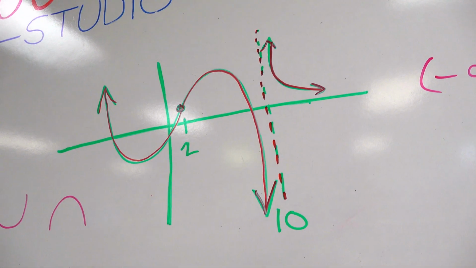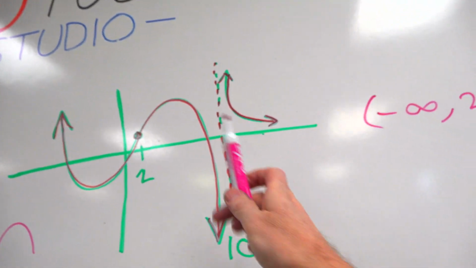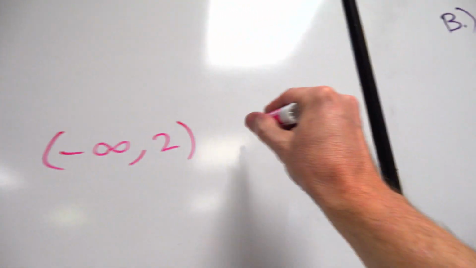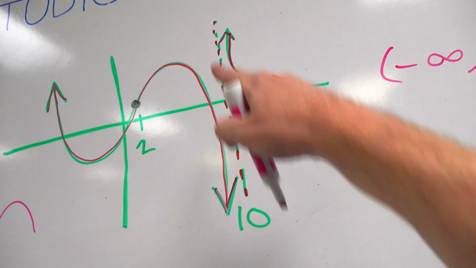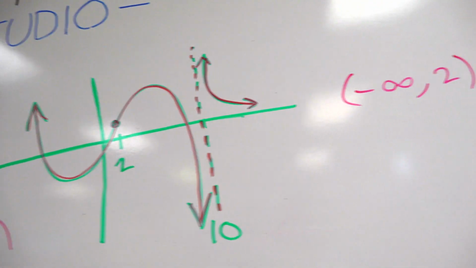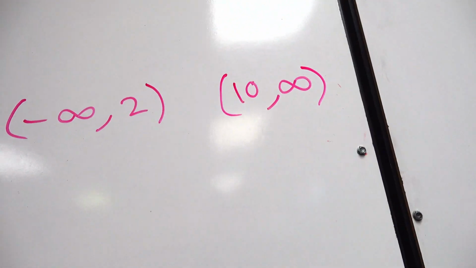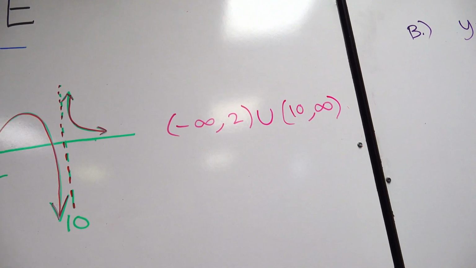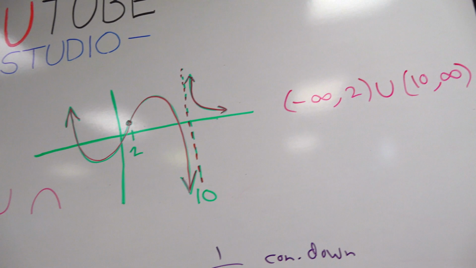That's the changeover. Then it's all concave down, and then after 10. So from 10 on the x-axis to infinity on the x-axis. 10 to infinity, but not at 10. There's not even a graph at 10. It doesn't even exist at 10. Parentheses, and nobody can get to infinity. And we put a union in between. So those are the spans, the domain, the area where it is concave up.